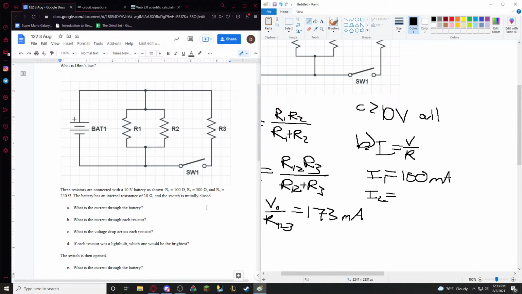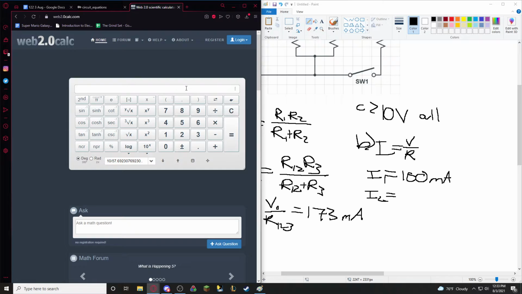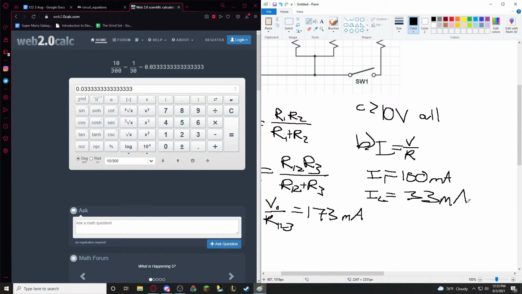I2, we're dividing by 300. So 10 divided by 300. 1 over 30 is, I think, 0.033. So about 33 milliamps. And then I3, 10 over 250. It's about 40 milliamps.